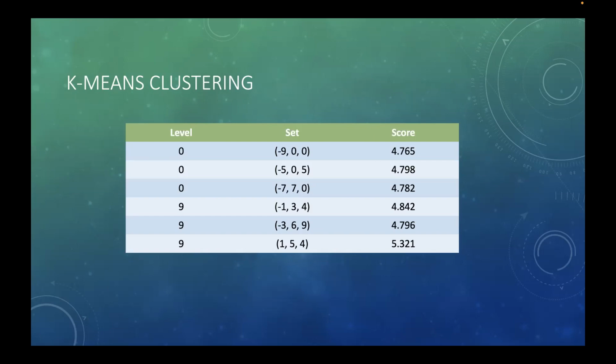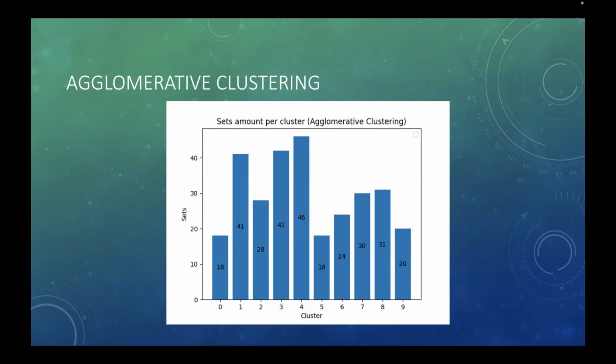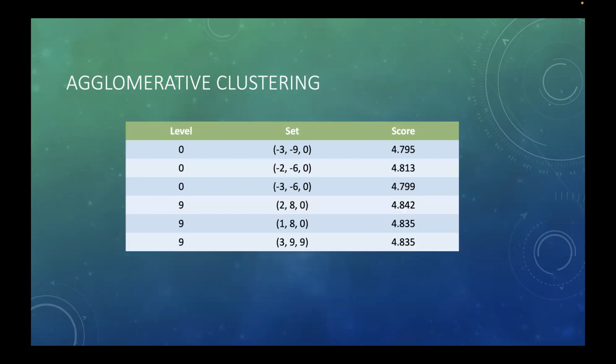The next clustering algorithm is agglomerative. That is the subclass of hierarchical clustering. Agglomerative clustering starts with each input in its own cluster, and then pairs of clusters are merged, moving up by hierarchy. The results of the algorithm applied are shown on the slide. Examples of sets from levels 0 and 9 after agglomerative clustering are shown on the table. There is almost no difference between levels.